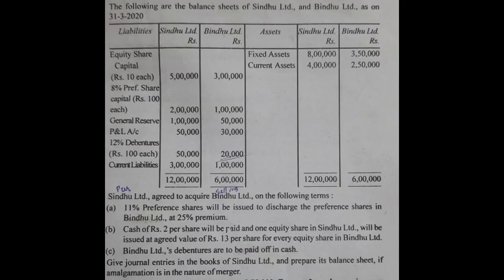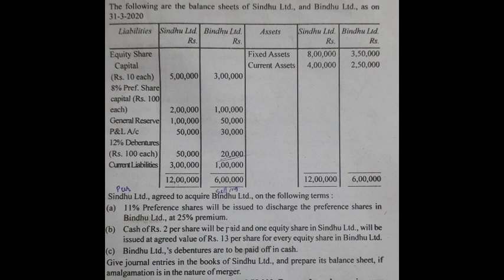The following are the balance sheet of Sindhu and Bindu Limited as on 31st March 2020. Their liabilities and assets are given. Equity share capital 5 lakh and 3 lakh for Sindhu and Bindu. Preference share capital 2 lakh and 1 lakh. General reserve 1 lakh and 50,000. P&L account 50,000 and 30,000. 12% debentures 50,000 and 20,000. And current liabilities 3 lakh and 1 lakh.